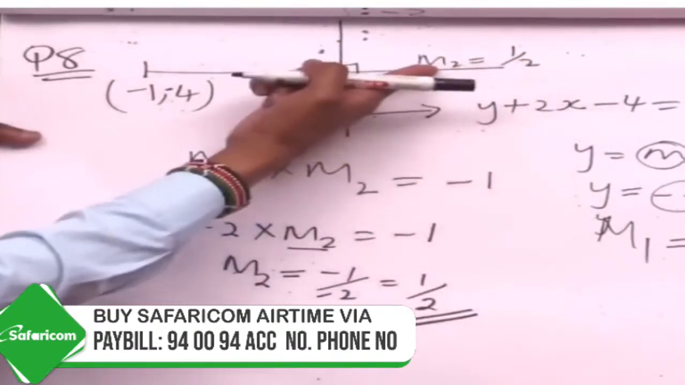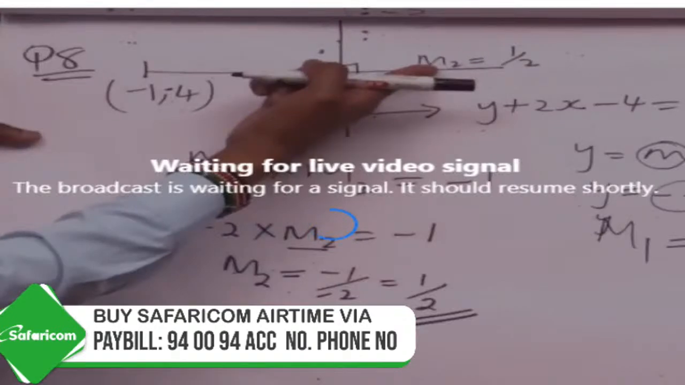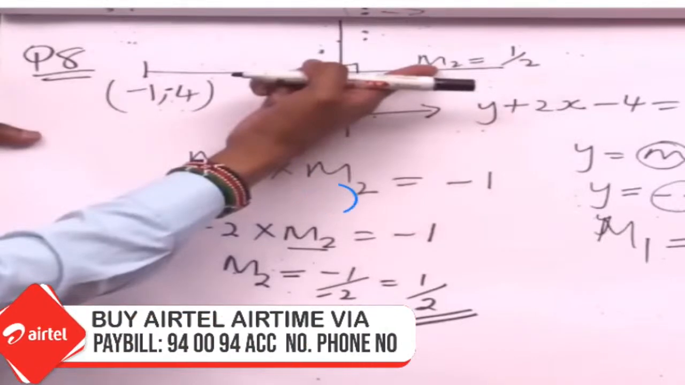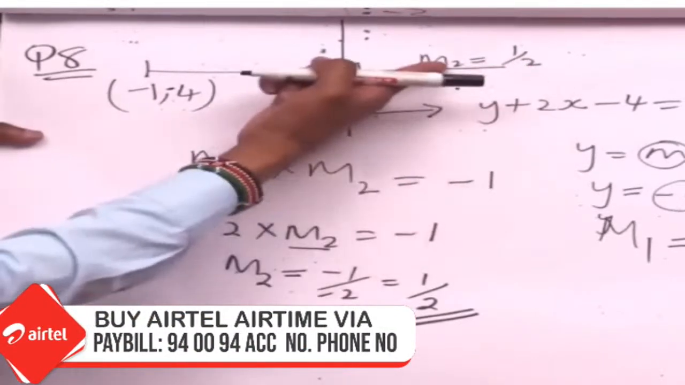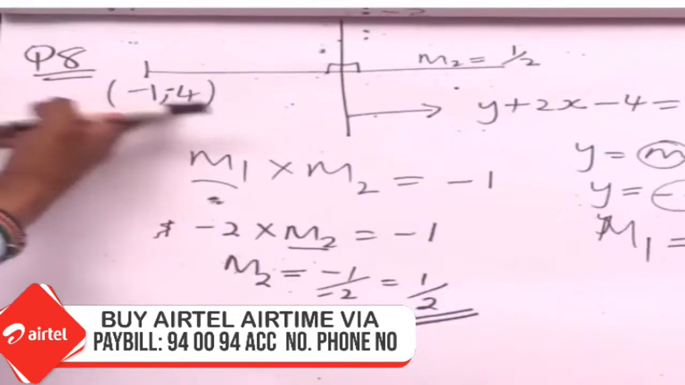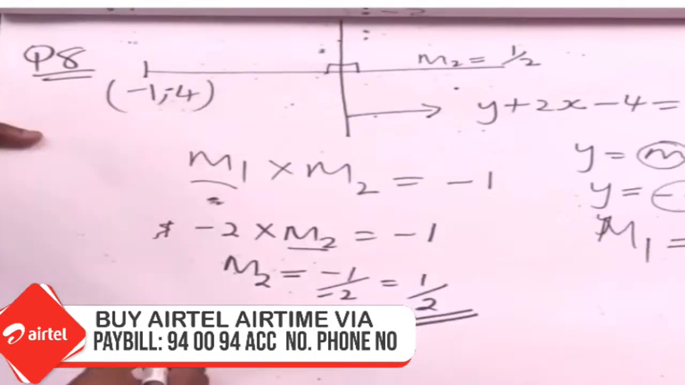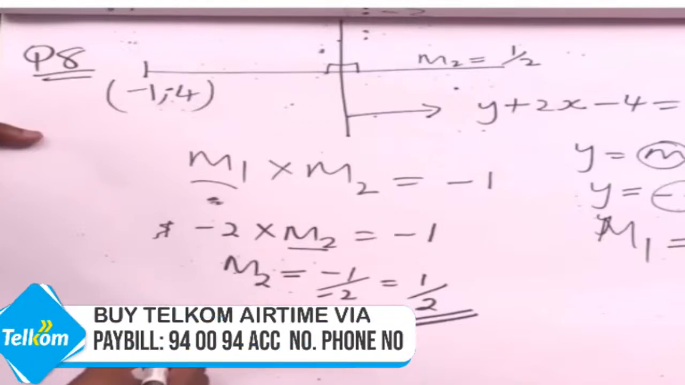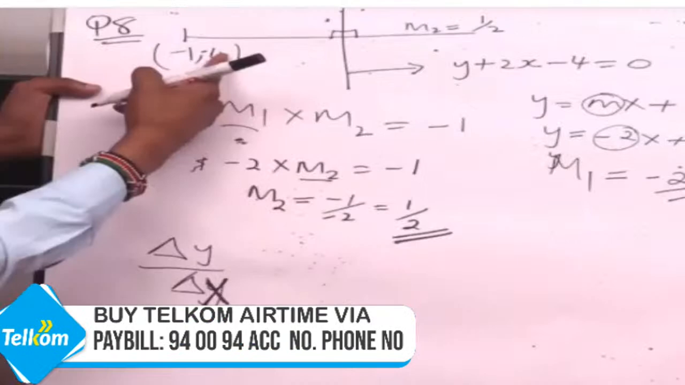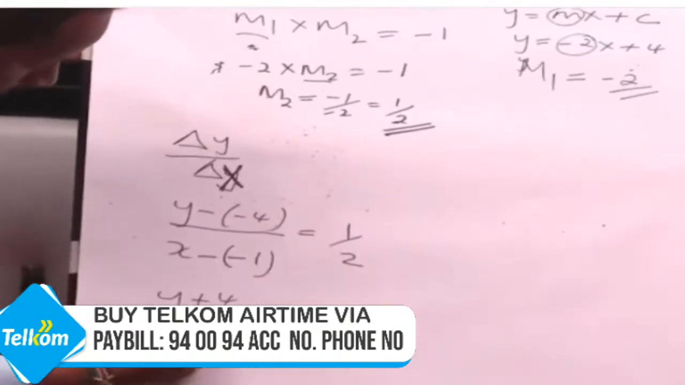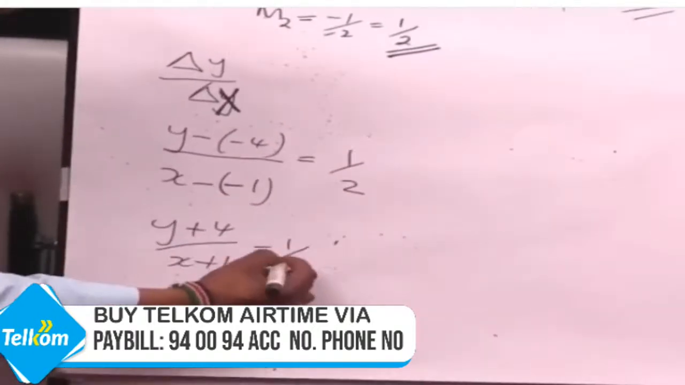Now we've gotten the gradient and you are given a point. So what is the equation of this line? Equation of a line is given by change in y over change in x. So what is the change in y? It becomes y minus minus 4, equals a half. So when you open up this, it becomes y plus 4 over x plus 1 equals a half.